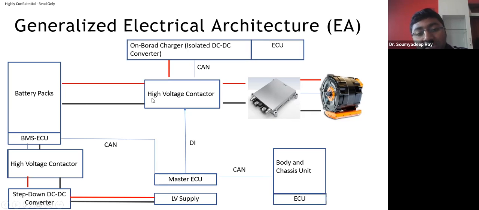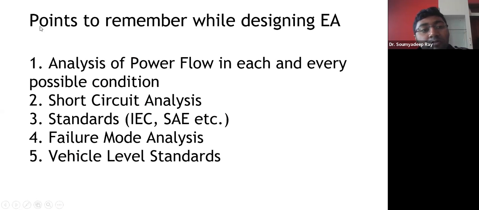So there are some high voltage contactors definitely needed, and some of the safety fuses and everything you have to take care of whenever you are designing. So the next thing is the points to remember while designing the EA. If I ask you as an electrical engineer, what are the points you will consider whenever you are designing your electrical architecture?